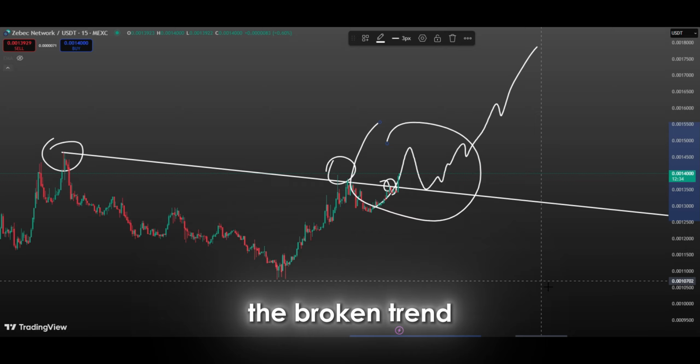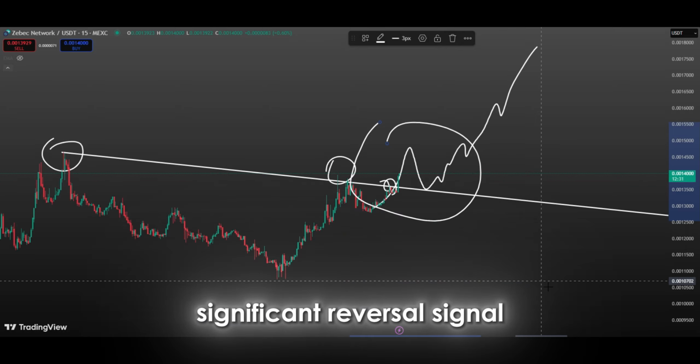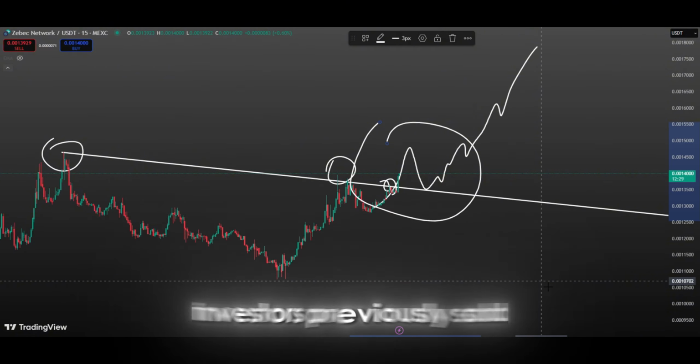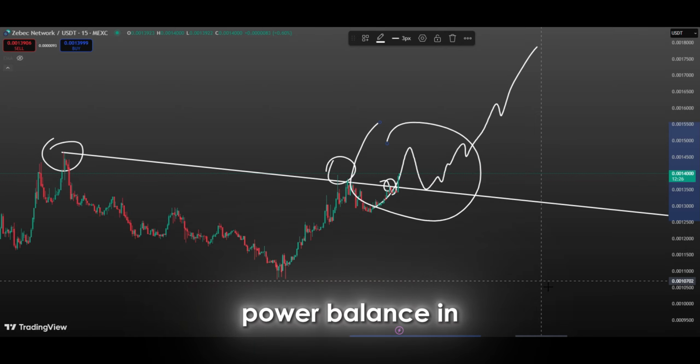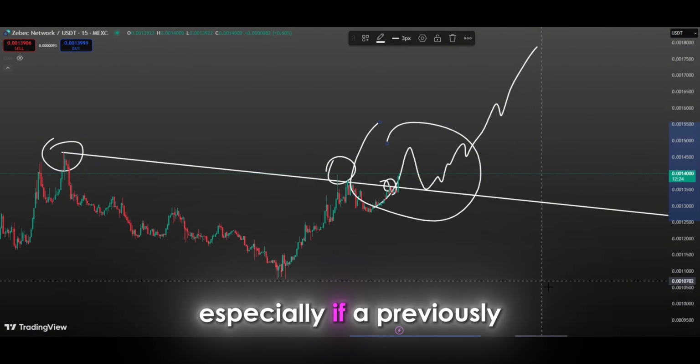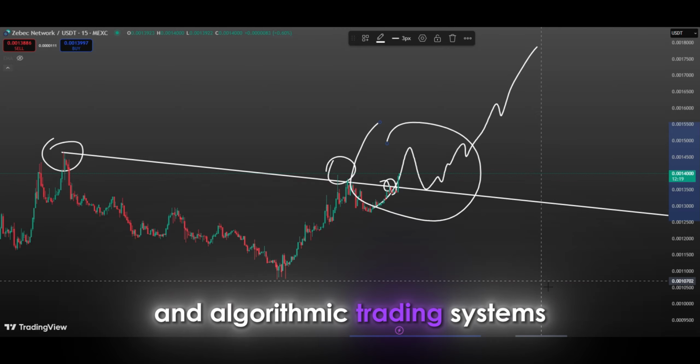The fact that the broken trend line now acts not as resistance but as support is a very significant reversal signal in technical analysis. This transformation signals that the area where investors previously sold is now seen as a buying zone, and that the power balance in the market is shifting from bears to bulls. Especially if a previously well-respected trend line is followed by a successful retest, it is perceived as a strong long signal by many traders and algorithmic trading systems.